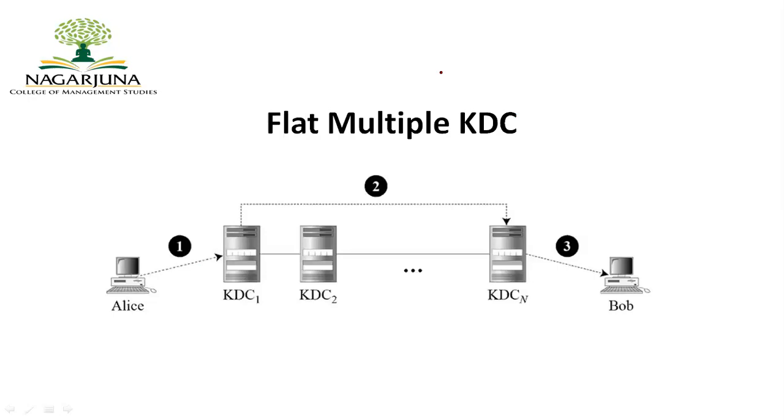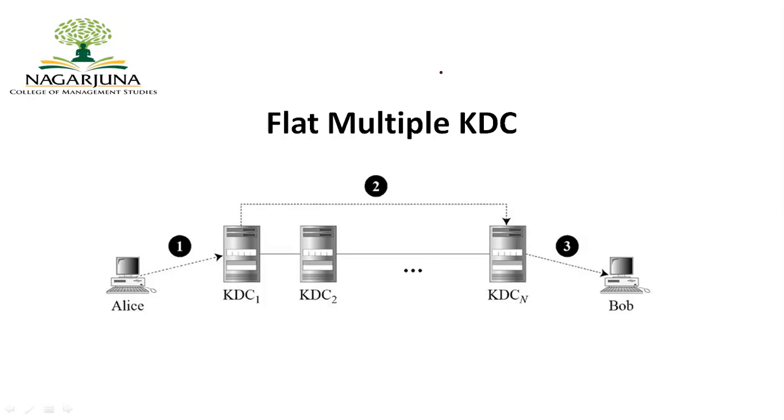Flat multiple KDC. With respect to the flat multiple KDC, when the number of people using a KDC increases, the overload on your system just increases. The system becomes very difficult to manage whenever the KDC load increases. To solve this problem, we divide the community into domains. Each domain has one KDC.